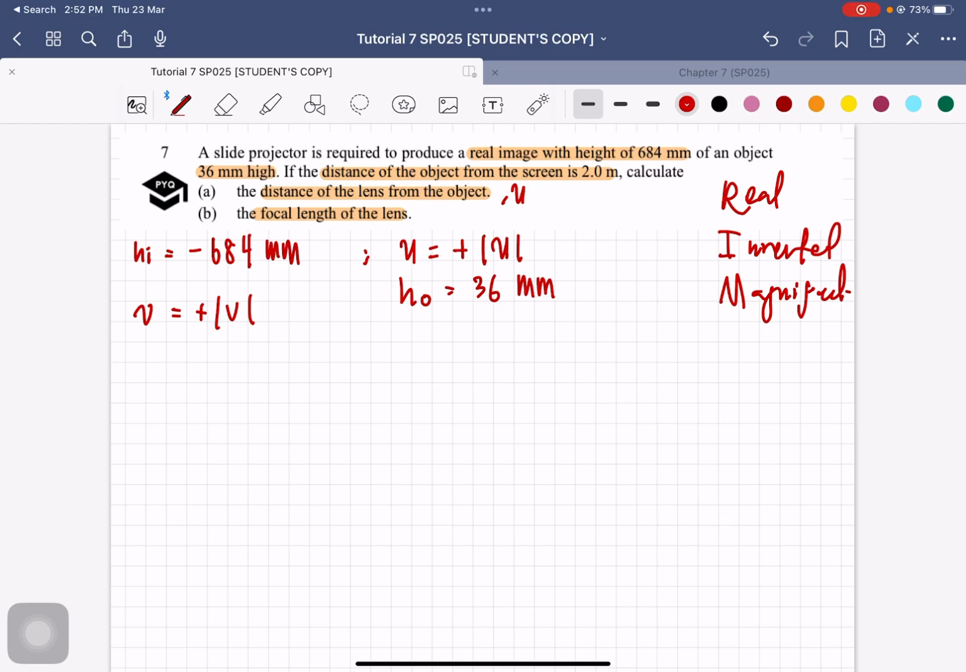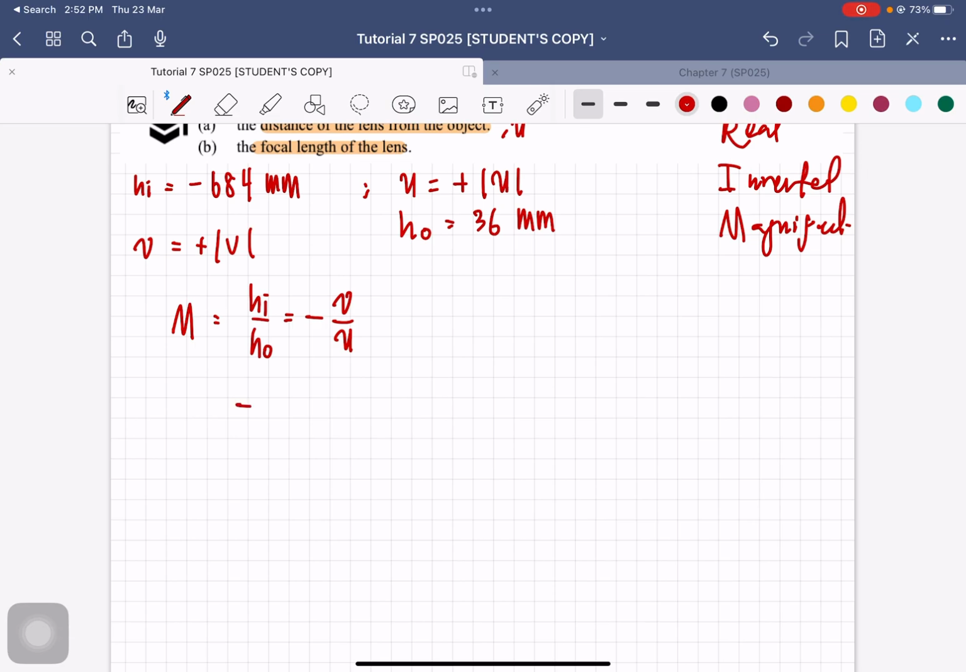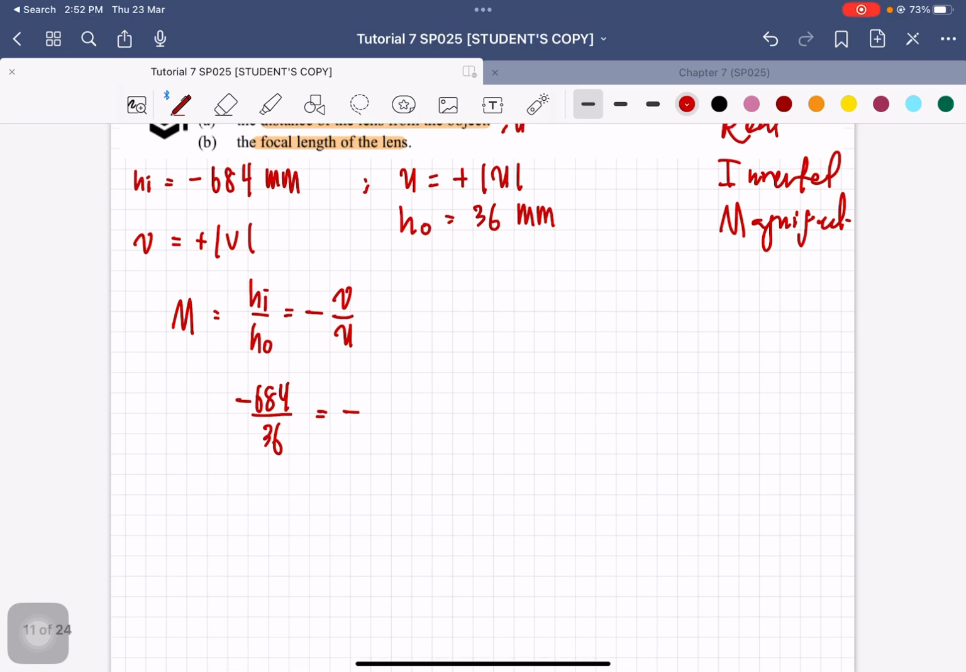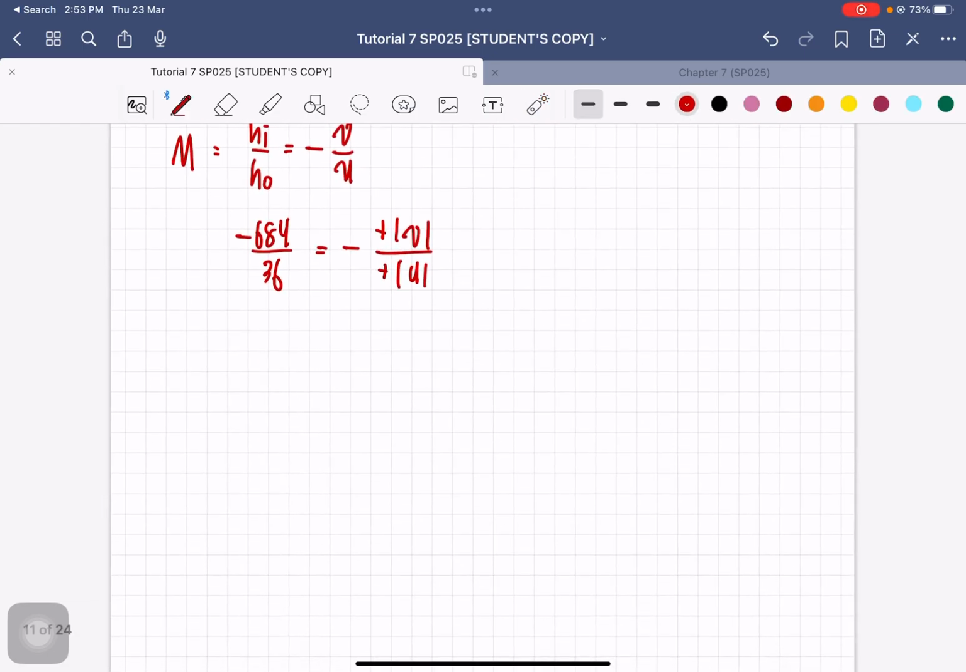What we do first is start with the magnification formula. The magnification formula is h_i over h_o equal to negative v over u. Let's substitute all the values. It's going to be negative 684 divided by 36 equal to, we are going to use the modulus later, so over modulus u and modulus v, these two should always be positive. 684 divided by 36, you will get negative 19, which is then equal to this value here.